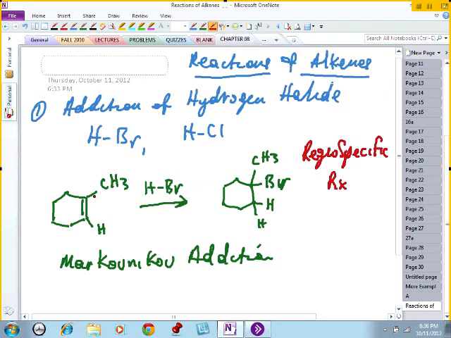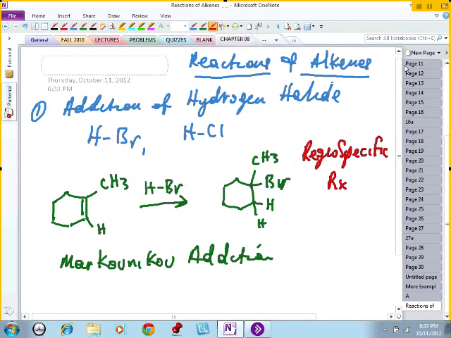But the fundamental reason why Markovnikov addition works, what is the fundamental reason for the Markovnikov addition? Why does it work? Anybody? Because it forms a more stable intermediate carbocation. During the process of the reaction, you form the more stable intermediate carbocation. And that is the fundamental reason why the Markovnikov rule works.